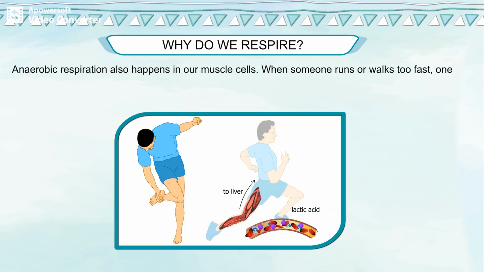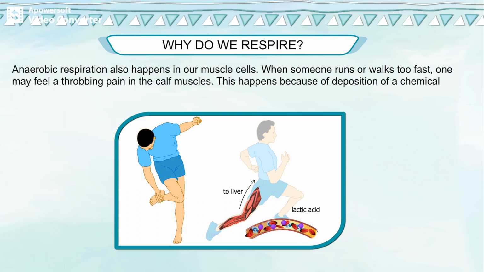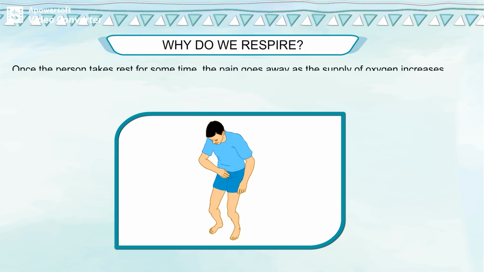Anaerobic respiration also happens in our muscle cells. When someone runs or walks too fast, one may feel a throbbing pain in the calf muscles. This happens because of the deposition of a chemical compound called lactic acid, produced by anaerobic respiration.